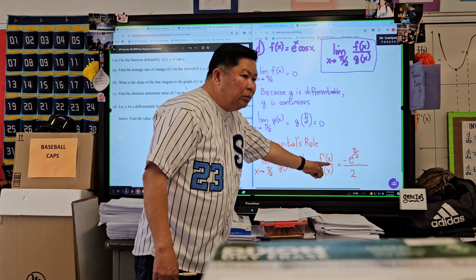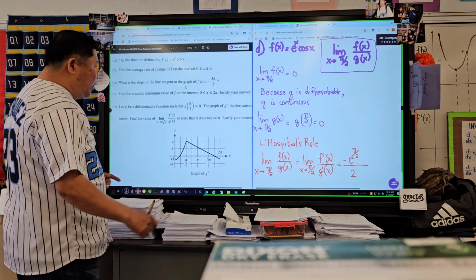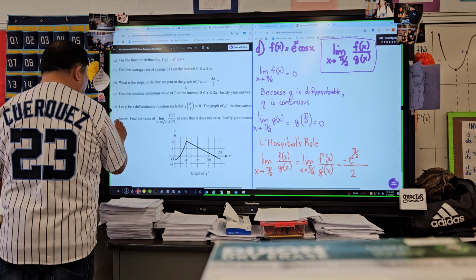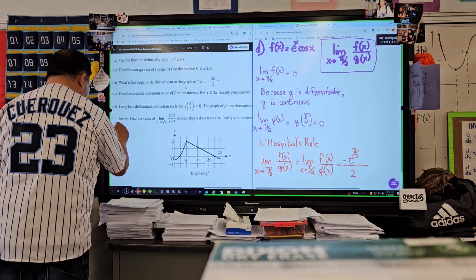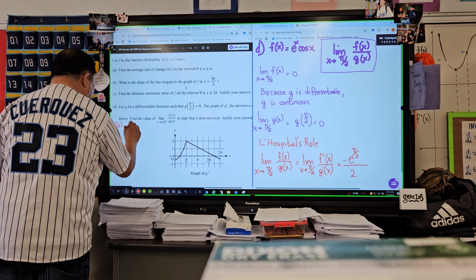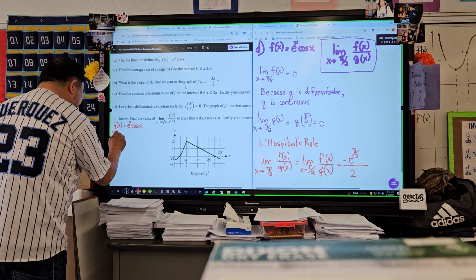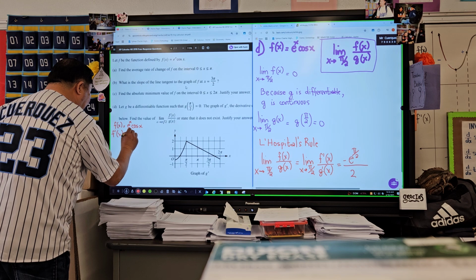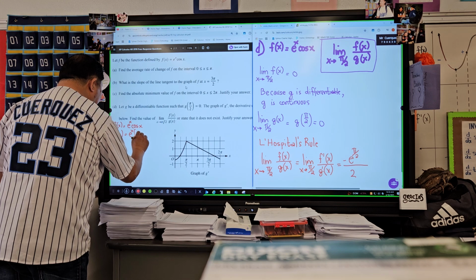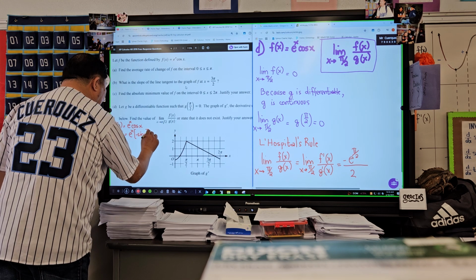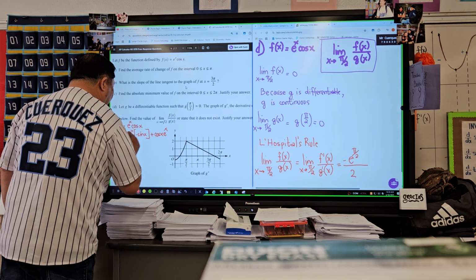Or do you want me to show the f prime of x? Okay, what is the given function? f of x is equal to e to the power of x cosine x. So we say f prime of x: the first times the derivative of the second, which is negative sine x, plus the second, cosine x, times e to the power of x.